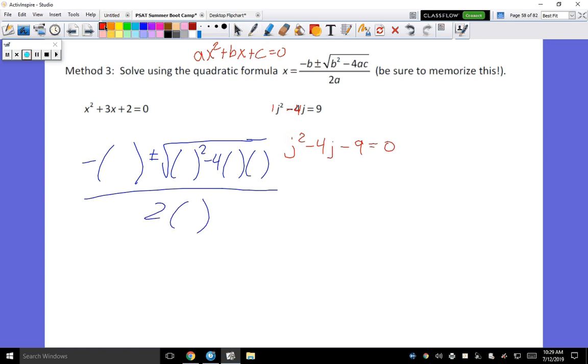Guys, what's b? Negative 4. What's a? 1. And what's c? Negative 9. There's your setup. Okay? And if you worked it out, let's do it the new way that I showed you as far as by hand. These two terms will multiply to give me this. What are they? J.